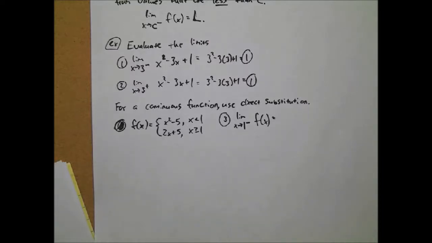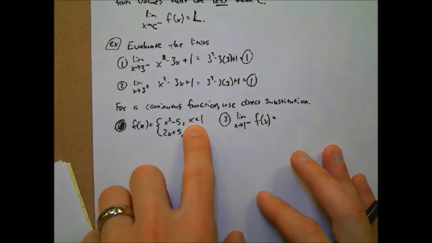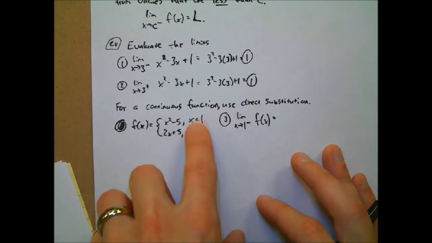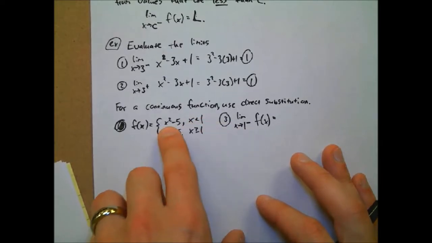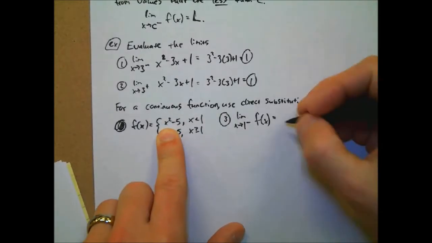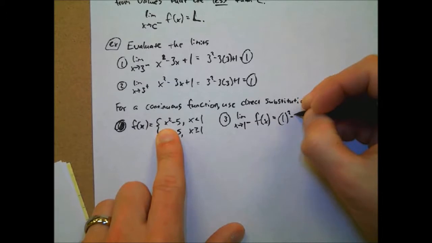The top one, right. And why do we do that, Natalie? I heard you saying it. Yeah, because you have less than 1, right? So if we're approaching 1 from the left, those are values less than 1. So we're going to use this piece. And then what do we do? Plug in that 1. So it's going to be 1 squared minus 5, which will be -4.